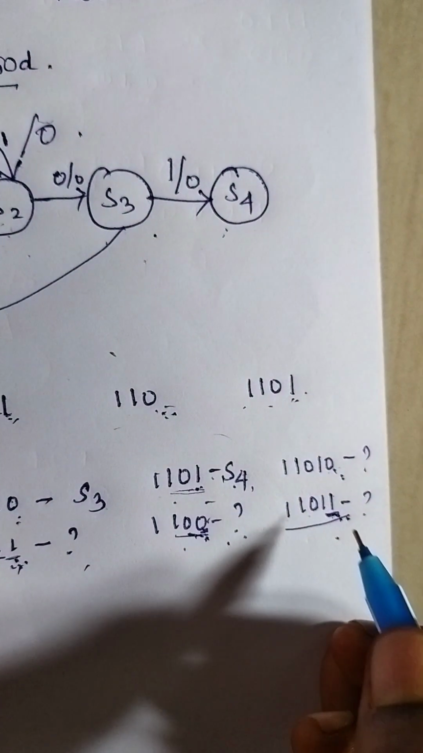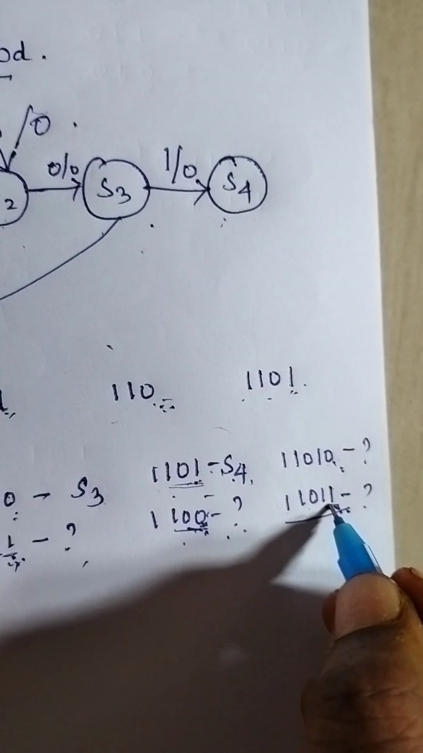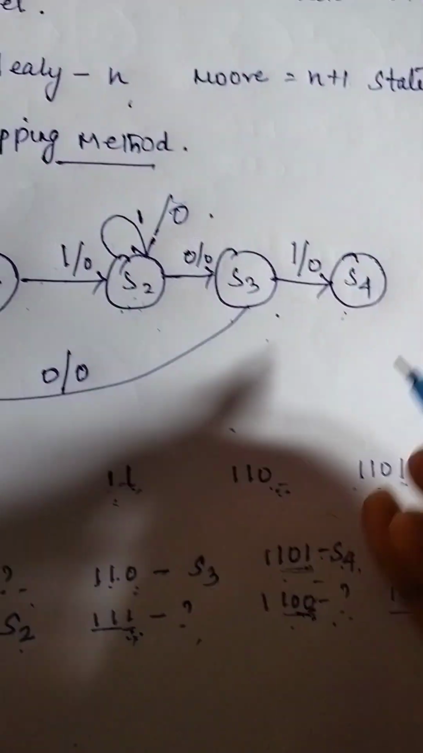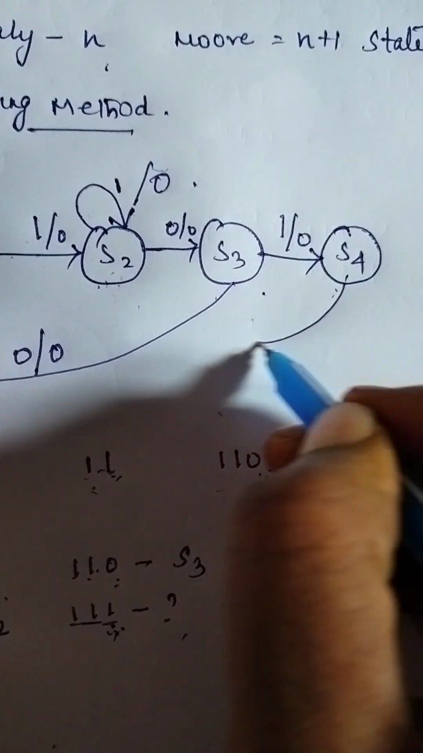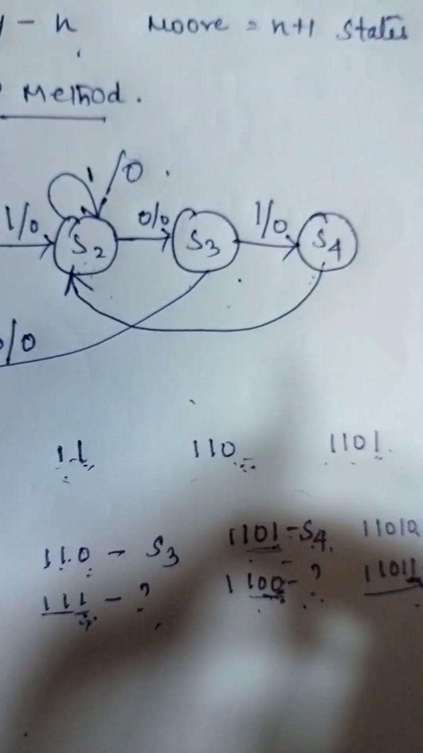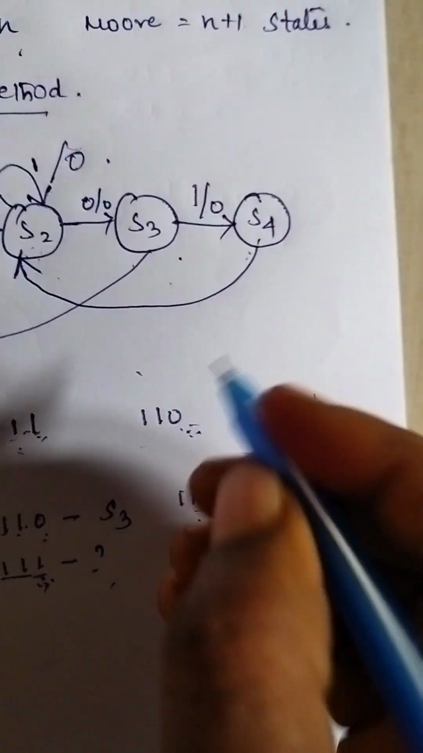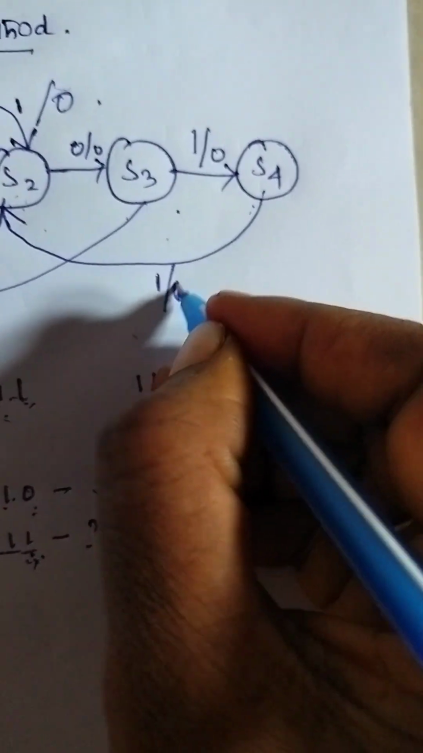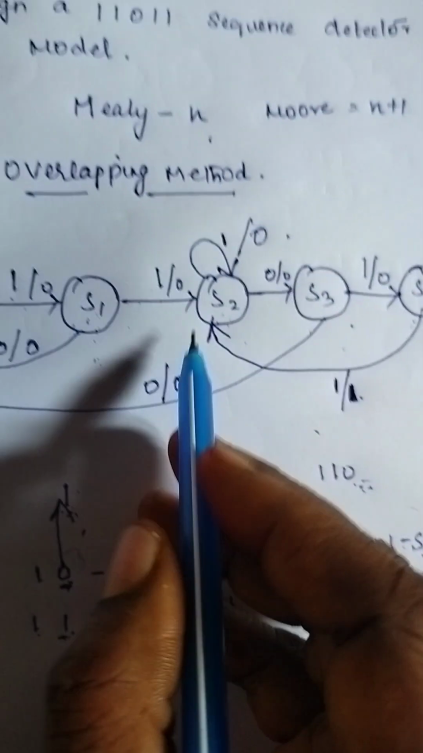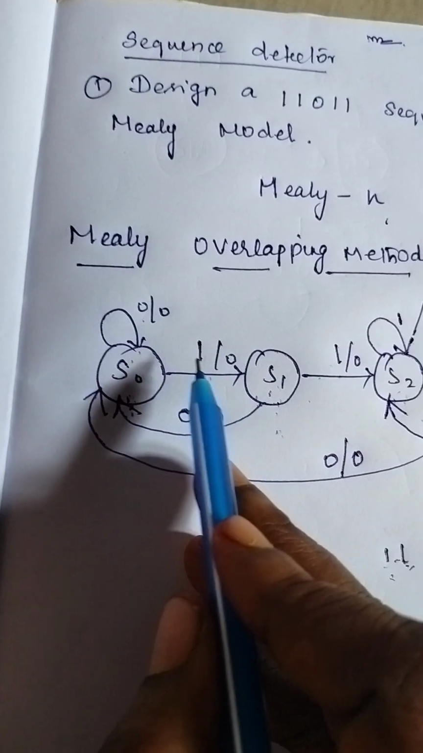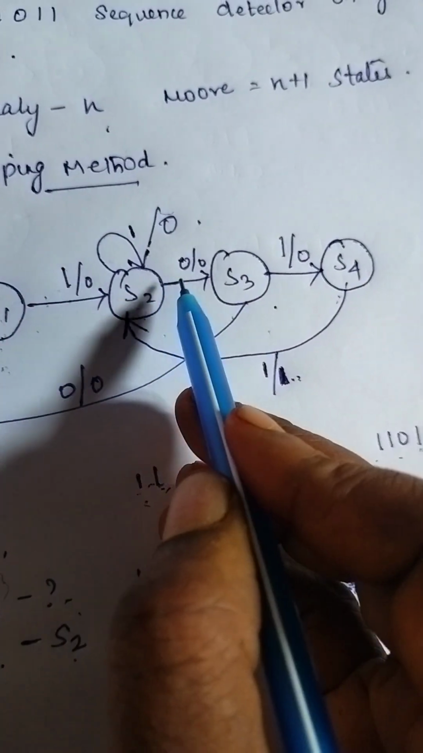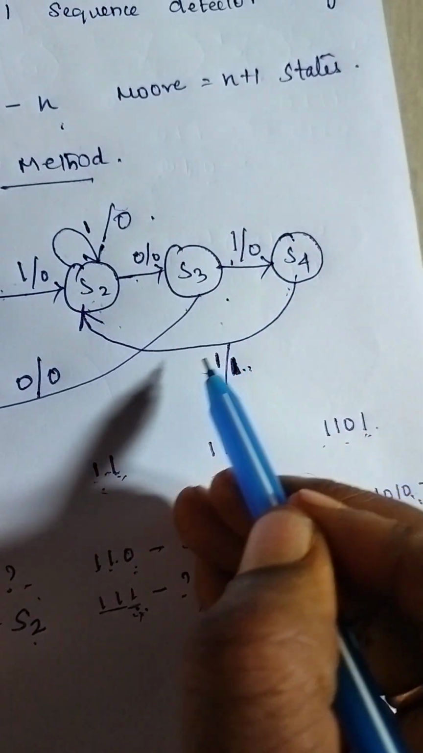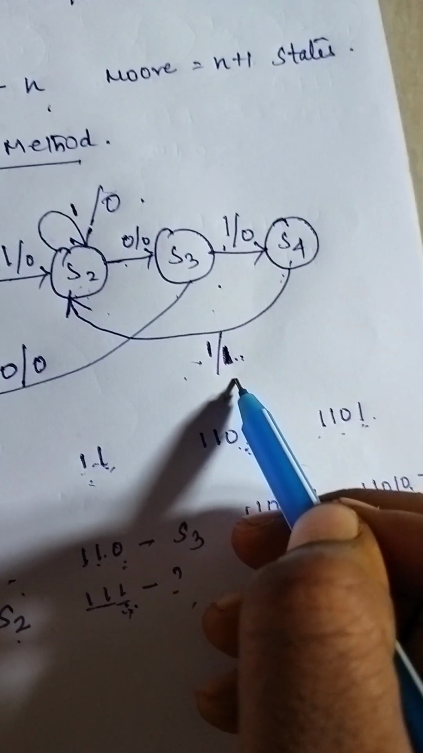Now what is the meaning of that? The last 11 means it has to move from S4 to S2. When will it be moving? Whenever your input is 1 and output is 1. Why is it 1? My sequence is completed: 1, 1, 0, 1 and 1. So whenever my sequence is completed, my output is 1.